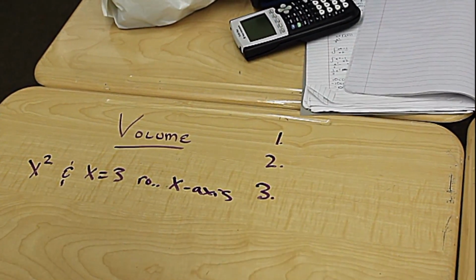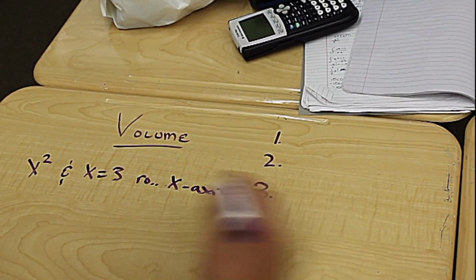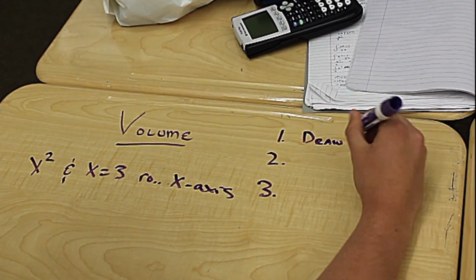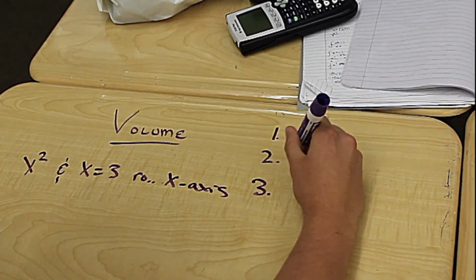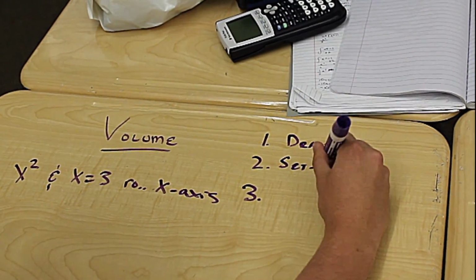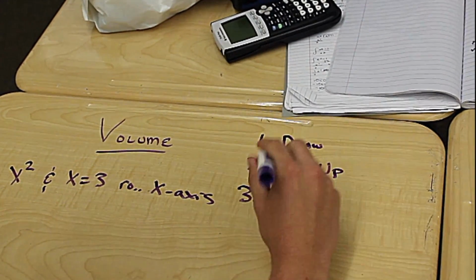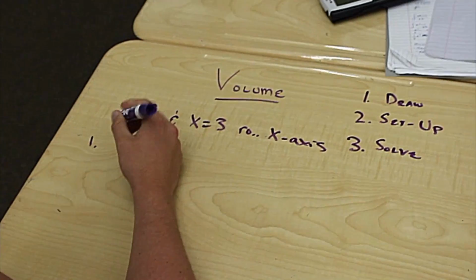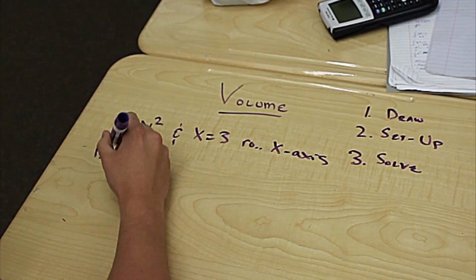Okay, so we're going to divide it up into 3 simple steps. The first step is you're going to have to draw the graph. Your second step is you're going to have to set up your equation. And your third step is just going to be to solve. Alright, so first we're going to have to draw the graph.